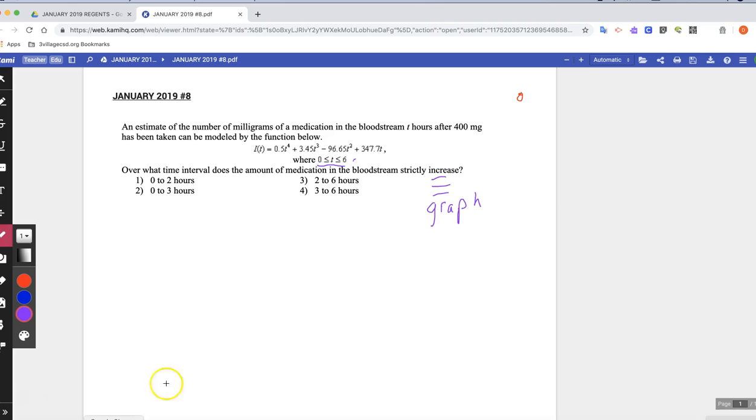So going back to our choices here, we see that the first choice, choice 1, is going to be our answer, because from 0 to 2 hours, and a little bit longer, but 0 to 2 hours, is the best choice for when the medication in the bloodstream is strictly increasing.